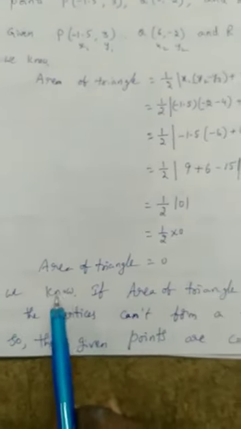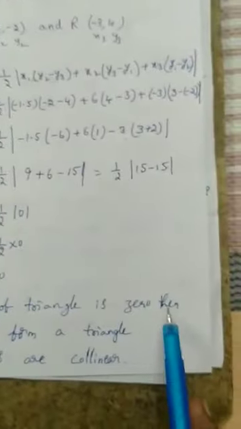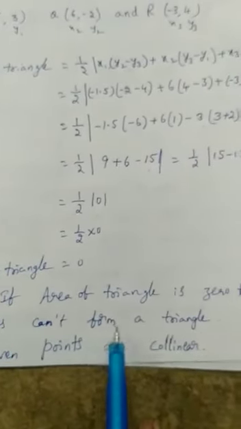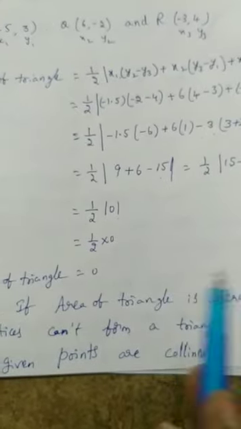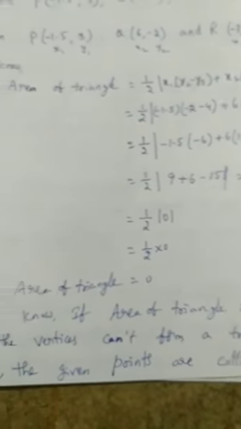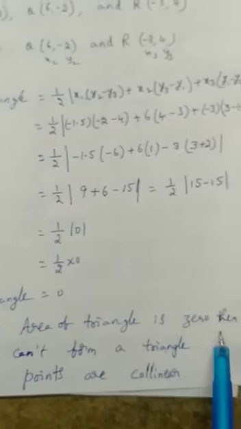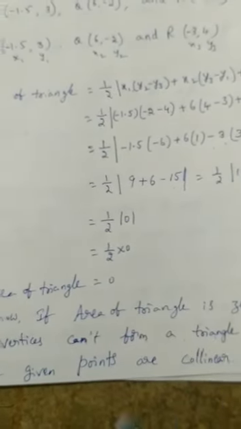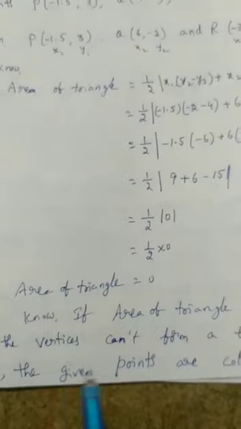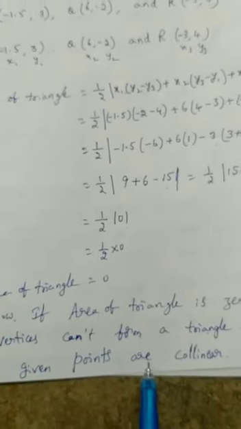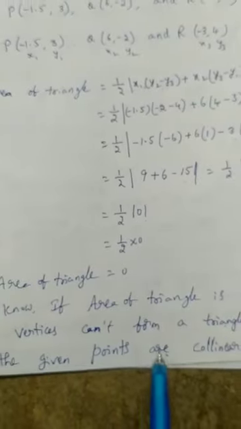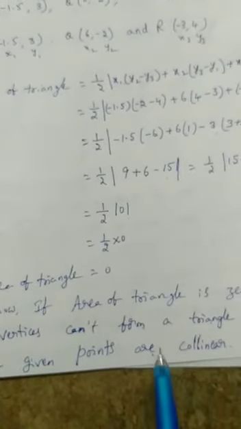We know if the area of a triangle is 0, then the vertices cannot form a triangle. So already we wrote the note points in the previous class. If the area of the triangle is 0, then the vertices cannot form a triangle. Therefore the given points are not the vertices of any triangle. Those are to be collinear.